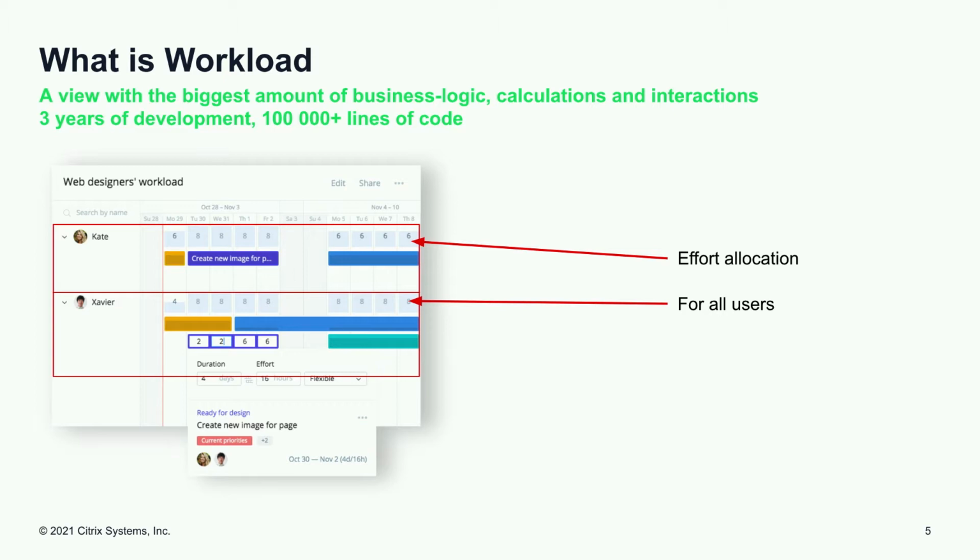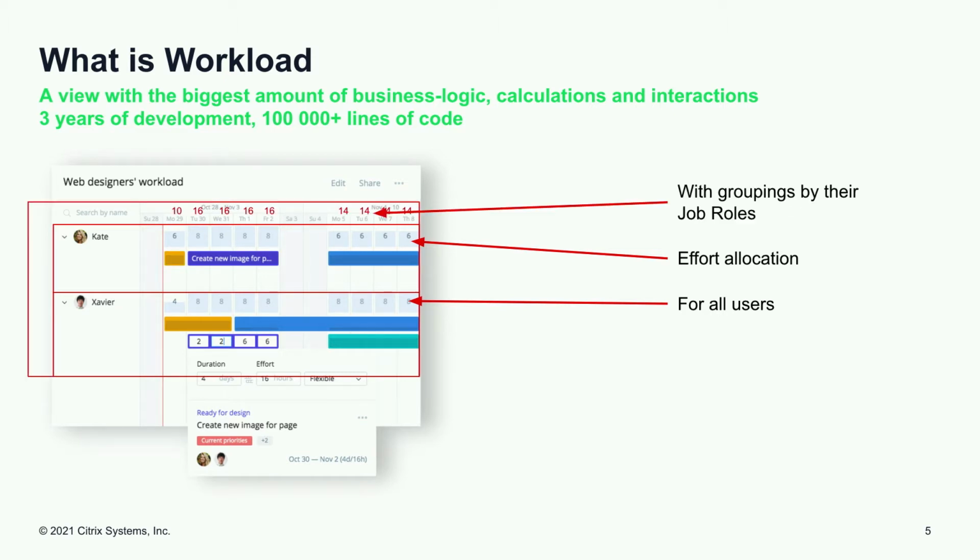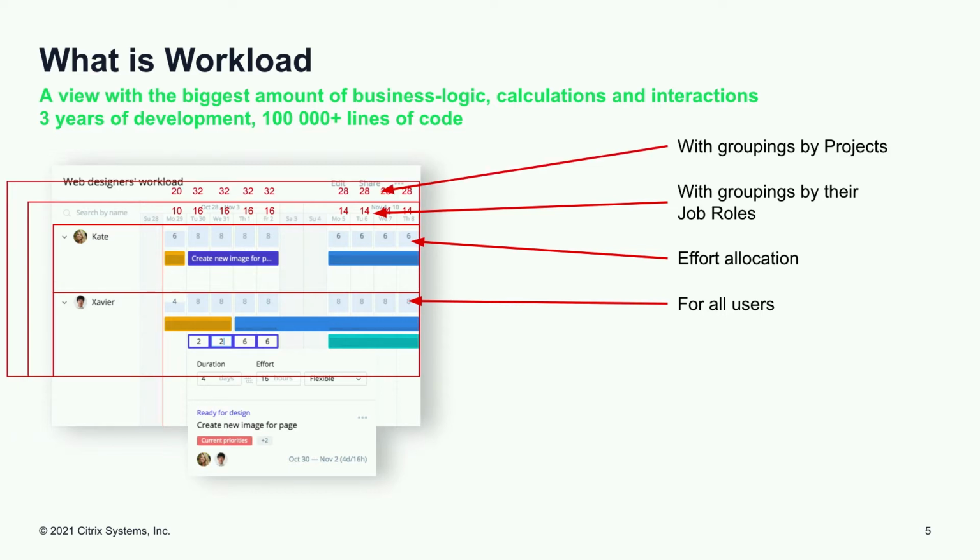It's getting even worse because we have this calculation for every single row. It's getting even worse because we have some aggregations over here. For example, these two users, Kate and Xavier, could have some job role, let it be front-end developer. And me, as a front-end manager, I want to see workload for a whole group of front-end developers. So I need some aggregation. And here is how we got this aggregation.